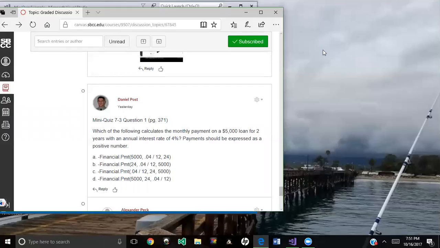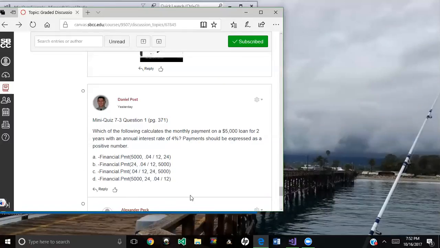I'm going to answer mini quiz question 7-3, question number 1. It's located on page 371. This was asked by Daniel Post: which of the following calculates the monthly payment on a $5,000 loan for 2 years with an annual interest rate of 4%? Payment should be expressed as a positive number. The answer is Financial.pmt. You guys can kind of view it down here.